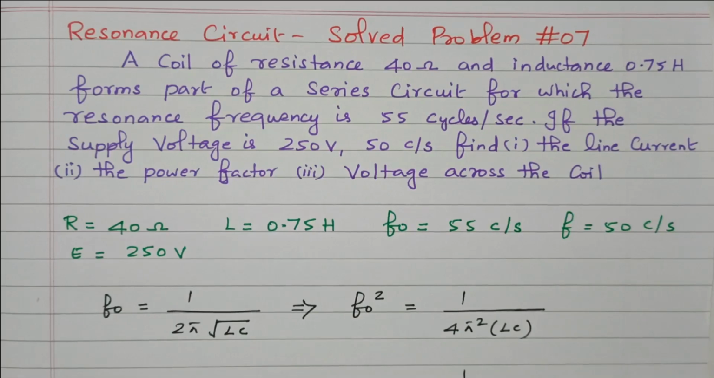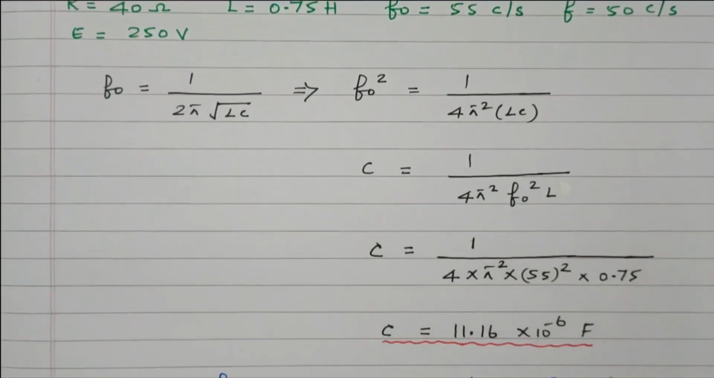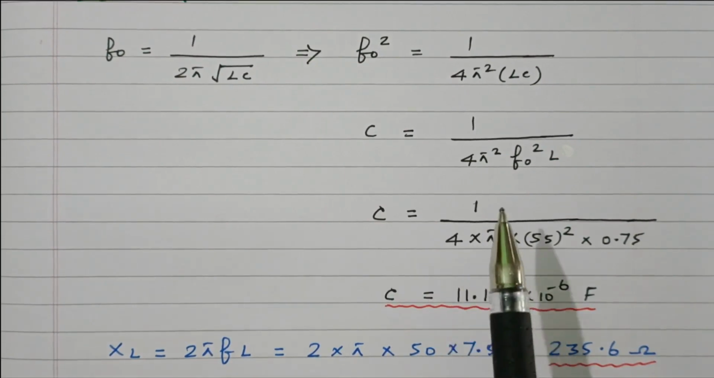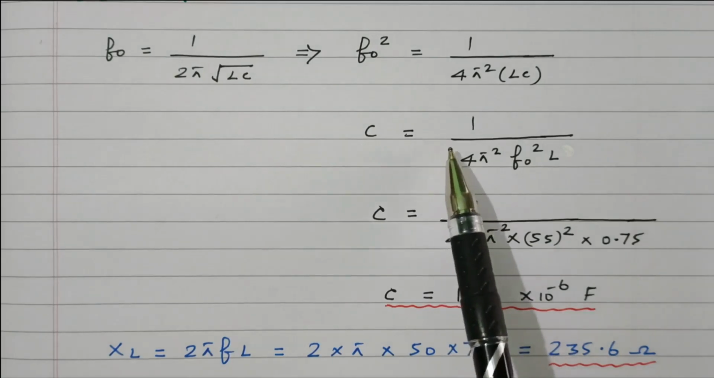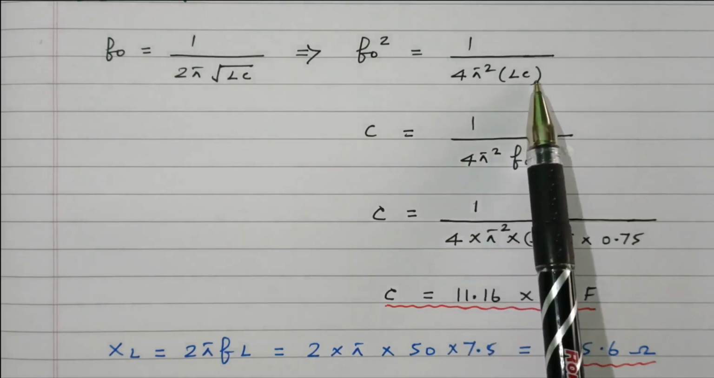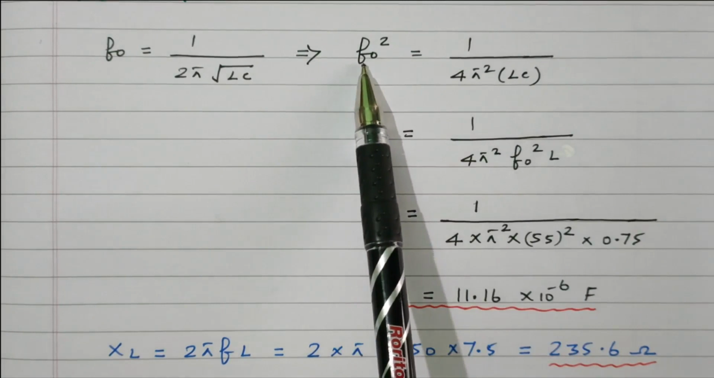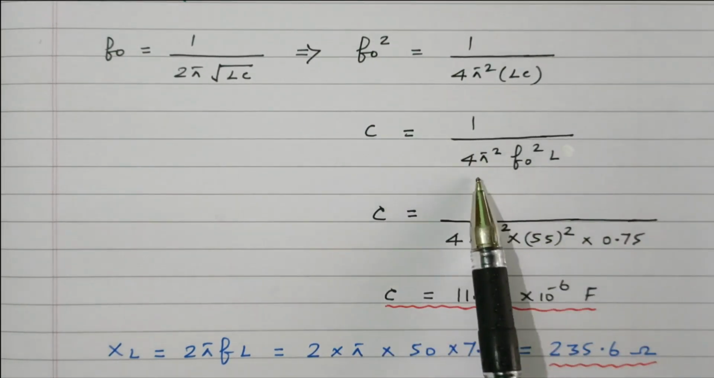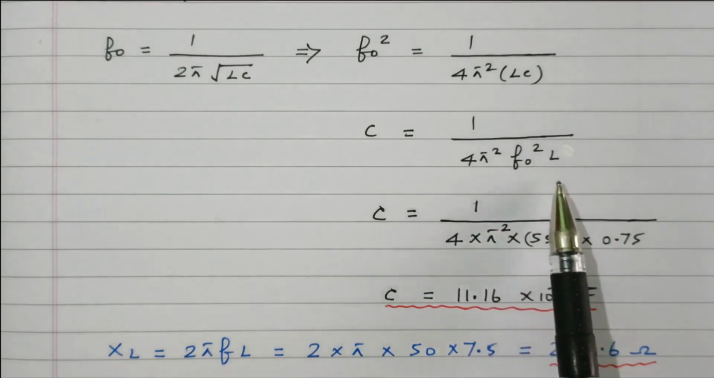Right. Now from this we can find the C value. C value is not given, so we can find the capacitance value. See, this R and L is given but C value not given. So bring this C this side and F naught square that side in the denominator. So C equal to 1 divided by 4 pi square F naught square L.